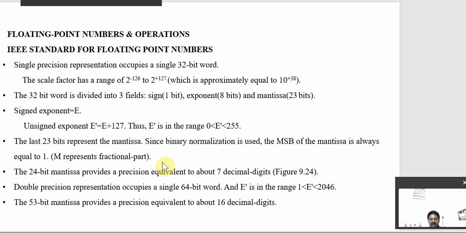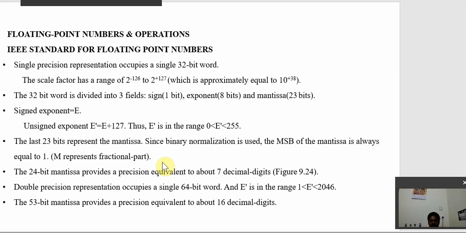Coming to the single precision format, the representation occupies a single 32-bit word. The scale factor has a range of 2 power minus 126 to 2 power plus 127, which is approximately equal to 10 power plus 38. The 32-bit word is divided into three fields: 1 bit for the sign, 8 bits for the exponent value and 23 bits for the Mantissa value. 1 plus 8 is 9, 9 plus 23 is 32.